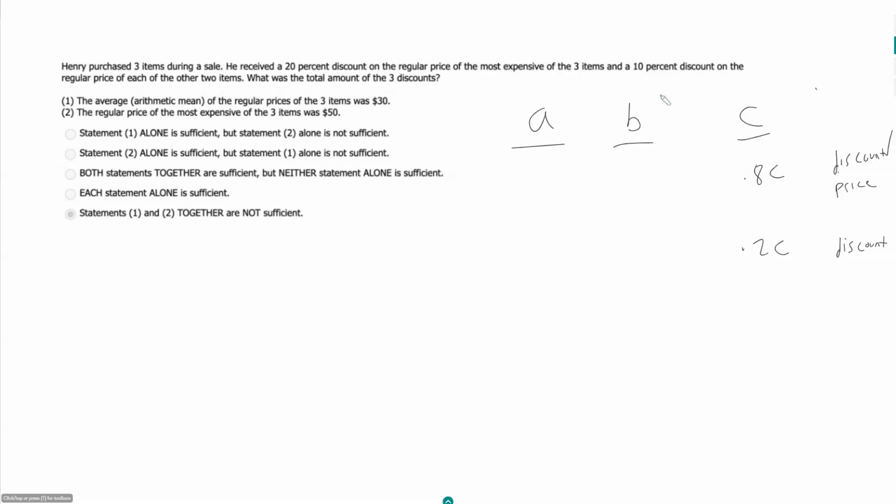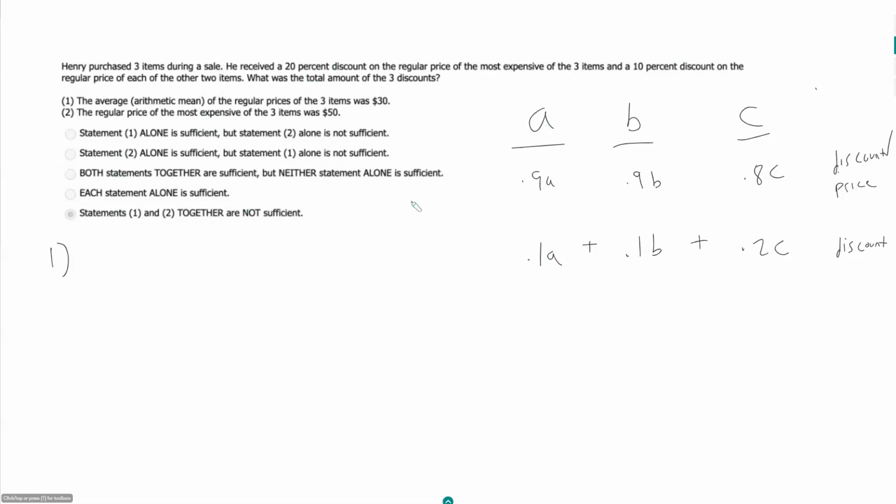And then he got a 10% discount on the other items, so that means he paid 0.9B and 0.9A for these 2 items. But his discount for those items was 0.1A and 0.1B. And so we are looking for the total amount of his discount. So we were looking for 0.1A plus 0.1B plus 0.2C.